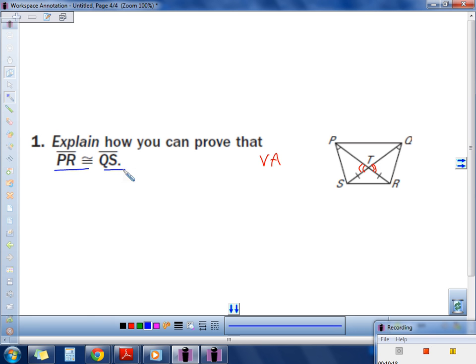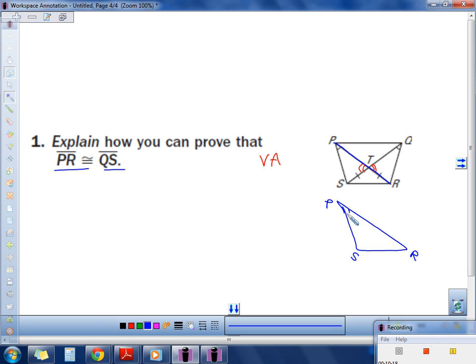PR and QS. So PR is this long piece down through here. I'll make it blue. I'm trying to prove that piece and this piece. So really, let's focus on one of them. If you just focus on this, you can obviously see a triangle over here and then a triangle over here. I'm going to give you a hint. We're going to focus on this PSR right over here.